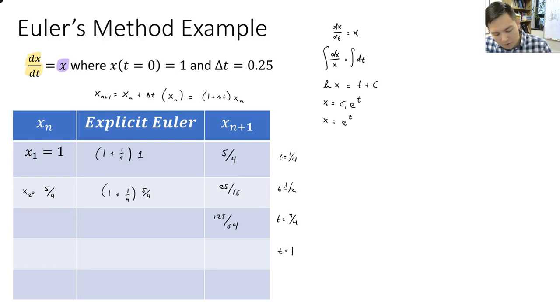And then finally, if we take one more step at t equals 1, this would be 625 over 256, which is approximately equal to 2.5625. Analytically, e to the 1 is equal to 2.718. So not too far off, on the order of maybe 8–9% or so. And if we were to take smaller time steps, it would give us a more accurate solution.